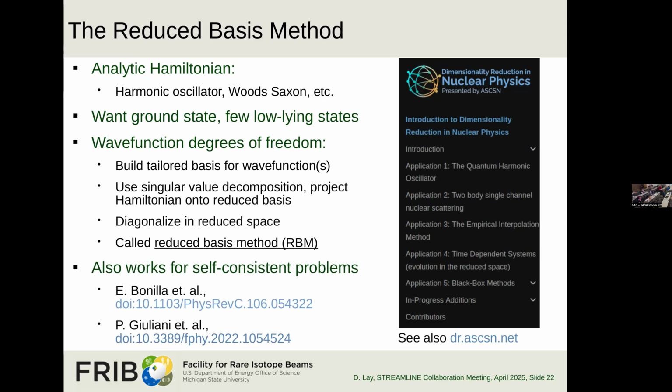And this has been applied widely in nuclear physics over the past couple of years. There's a couple of works I'd like to highlight here, showing that this works even when you're solving a self-consistent problem. And if you're interested in learning some of the basics, I will also refer you to this neat guide here. It's maybe a couple of years old now at this point, but it still serves its purpose.